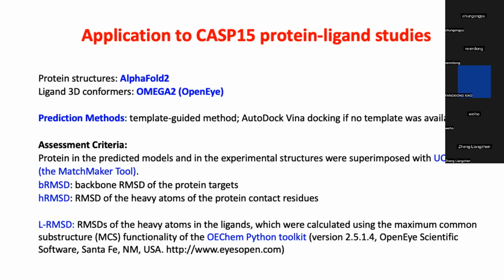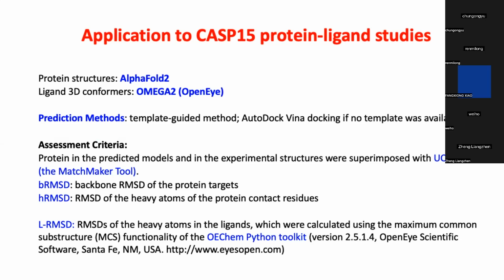So here we apply this strategy to CASP15, and the protein structures were built based on the sequences using AlphaFold. And for the ligand 3D conformers, the CASP provides us the SMILES strings. We build the 3D conformers using the OpenEye Omega-2. And so we use 2 types of methods. One is the template guided method I mentioned before. And if there's no template, we'll just use AutoDock Vina to do docking.